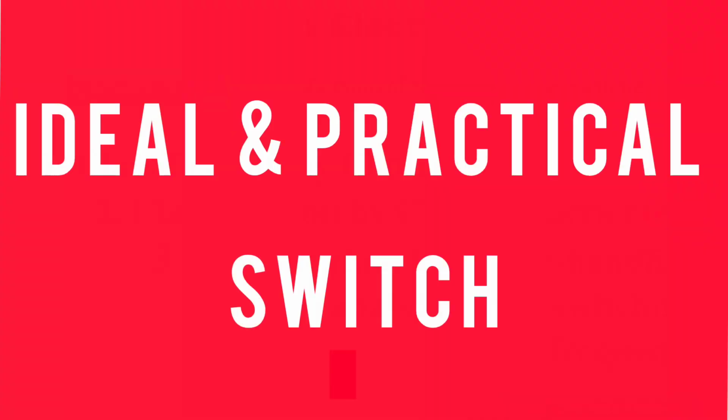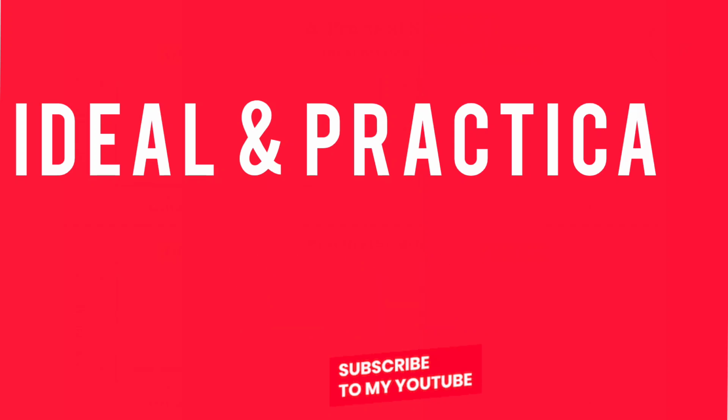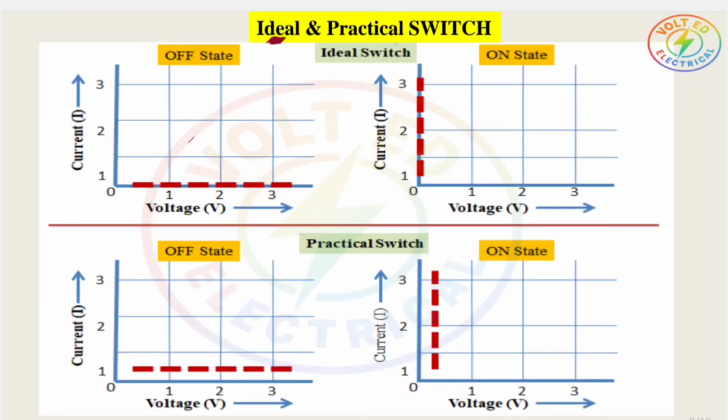We'll understand what is an ideal switch and what is a practical switch. So in a simple comparison, we can say that an ideal switch is a lossless switch, and a practical switch means losses will be there. So here I have shown 4 graphs: 1, 2, 3 and 4. These 4 graphs represent the different characteristics of an ideal switch and a practical switch.